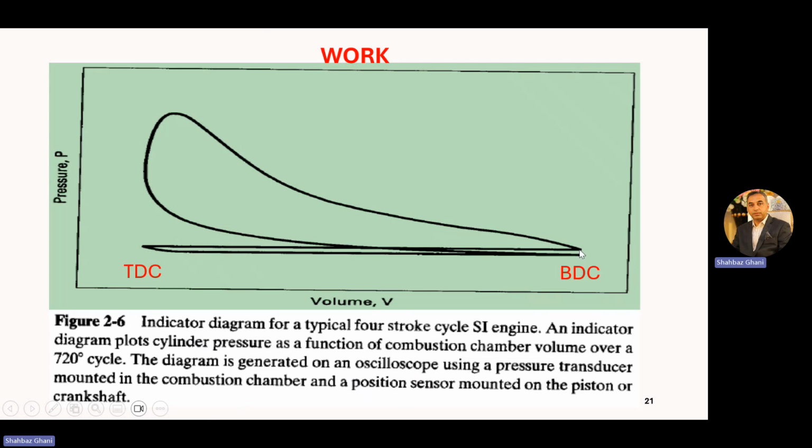So now from BDC, the piston is again moving towards TDC. It is above the atmospheric pressure and your volume is decreasing, and it's at nearly constant pressure, the atmospheric pressure, and your exhaust stroke is completing. So this is how your PV diagram, the PV indicator simple diagram, works. We will study it in detail in chapter 3.